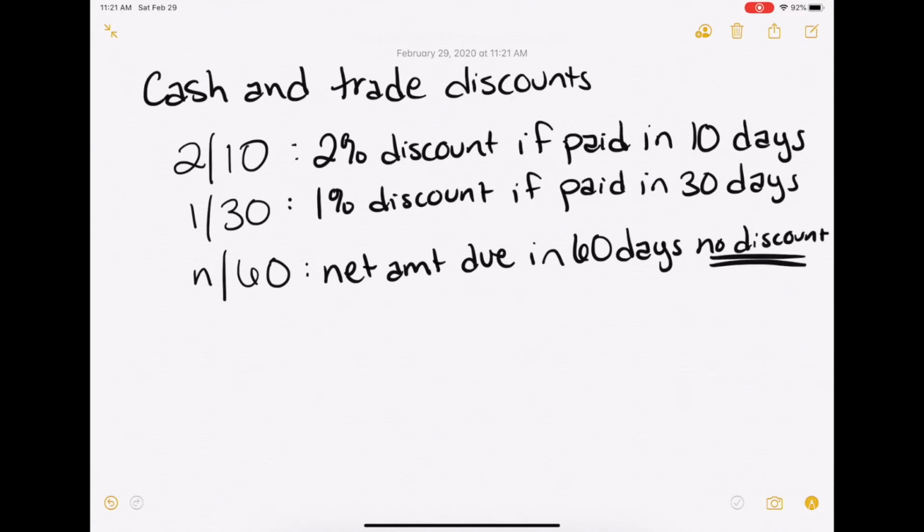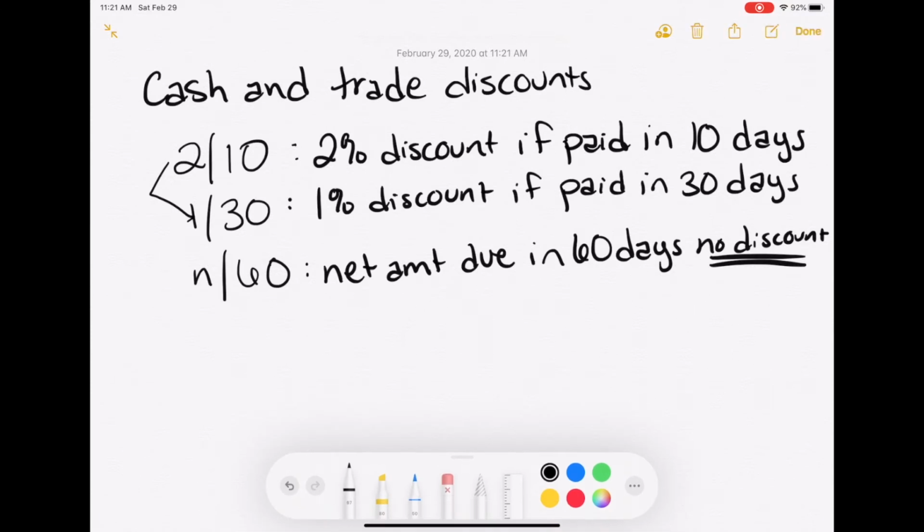Okay, so the incentive is to pay in the first 10 or the first 30 days, and then after that, you just need to pay it within 60 days. That's when it's fully due. So it won't always be 2/10, 1/30, net 60. It could be 5/10, 2/30, and net 60, or it could be 5/30 and net 60. It doesn't have to have all three components, but that's how you interpret that amount. The first thing that it's going to ask you to do is, to me, the trickiest part, and that is figure out what days things are due.